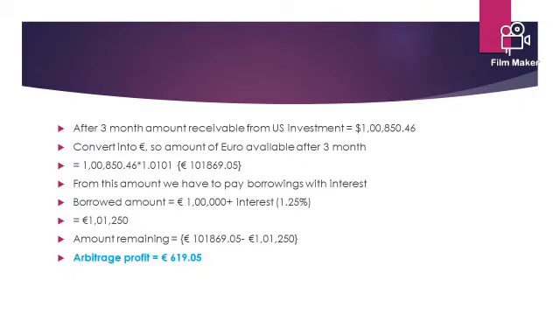So the total amount of euro we receive is the dollar amount multiplied by 1.0101 euro per dollar. That comes to 1,01,869.05 euro. This is the amount we have after 3 months.